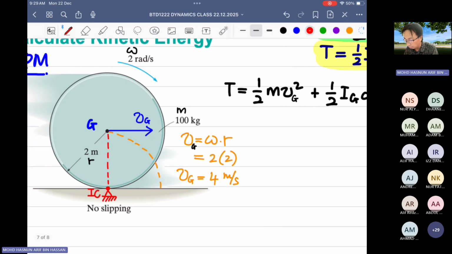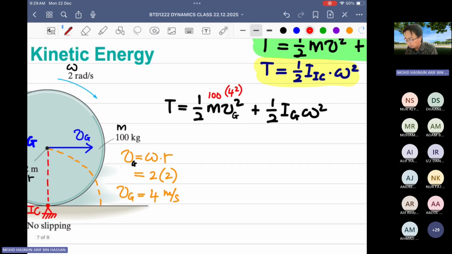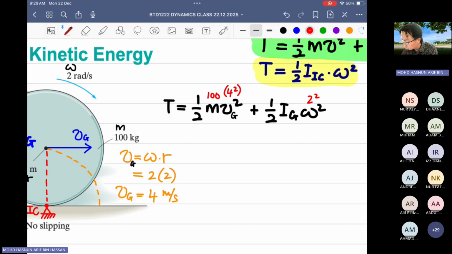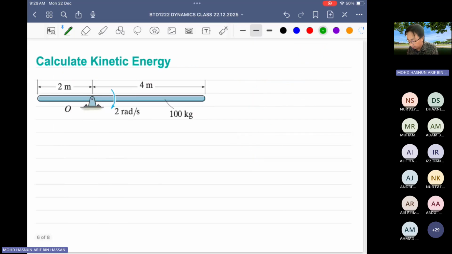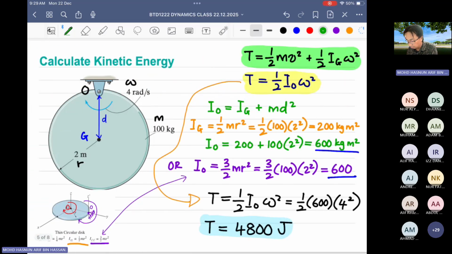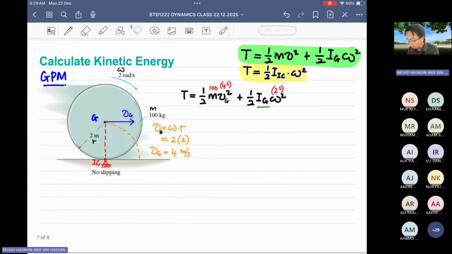If we substitute all the values that we have, M is 100, Vg is 4 squared, and omega is 2 squared. What we do not have now is Ig. But we can also find Ig because this is also a disk. Let's go back to this one. Maybe we can copy this and bring it here.